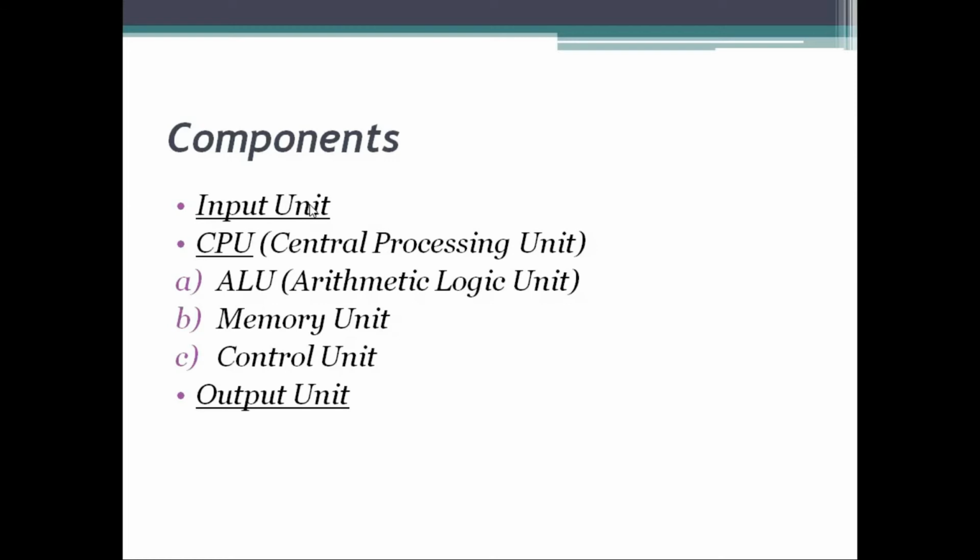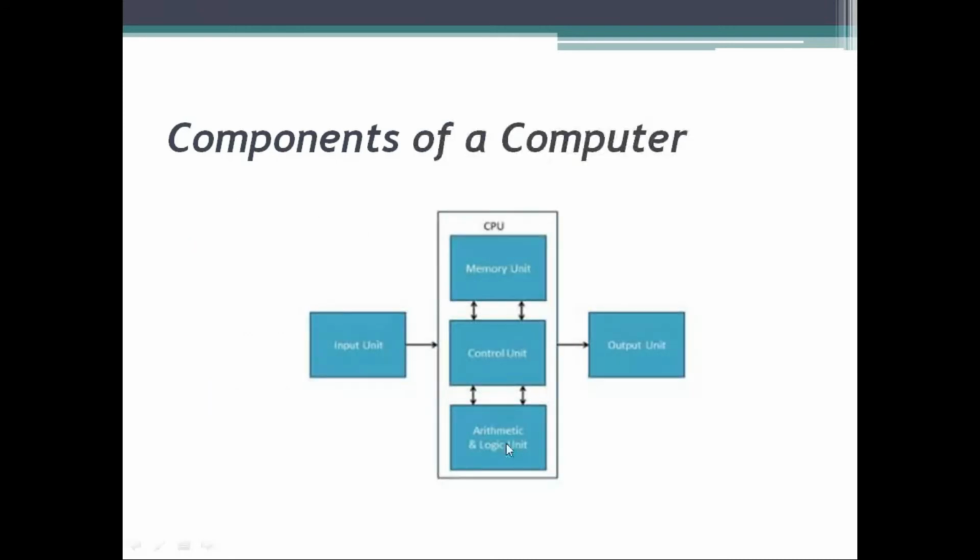intermediate results, that is, it converts data into a form that is usable for the computer. It gives the instructions, that is programming and everything. It controls the operations of all the parts of the computer. So we can see in the figure itself that the CPU has mainly three components, which are the arithmetic logic unit, memory unit, and control unit.